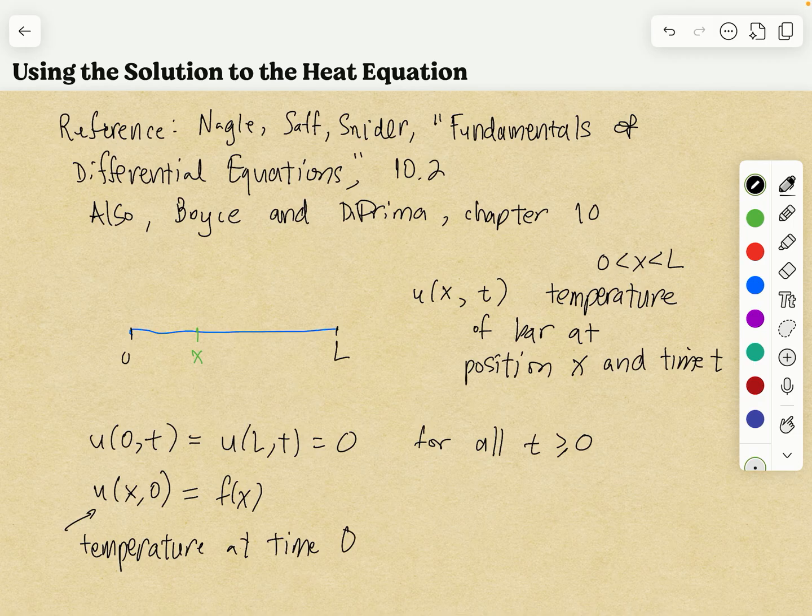Do you see where the partial derivatives are going to come in? Because the temperature is a function both of x and t, right? It has two independent variables. x is the position and t is the time. So you have two independent variables. When you have a function of two variables, like temperature in this case, it's going to have partial derivatives. So you're going to have partial differential equations.